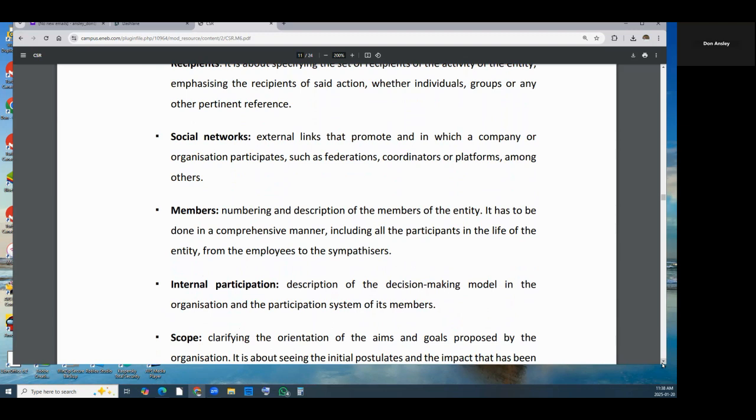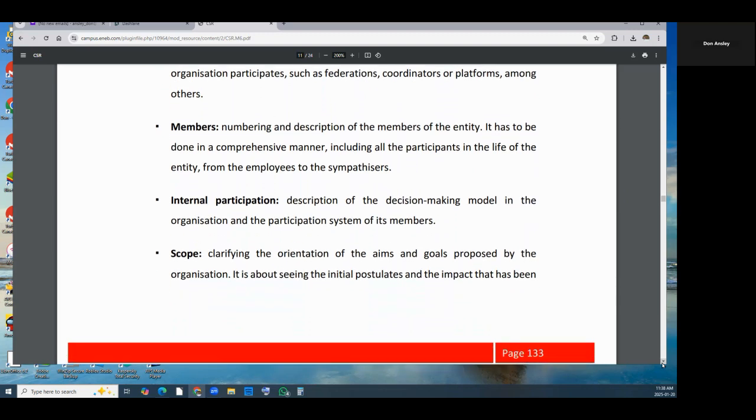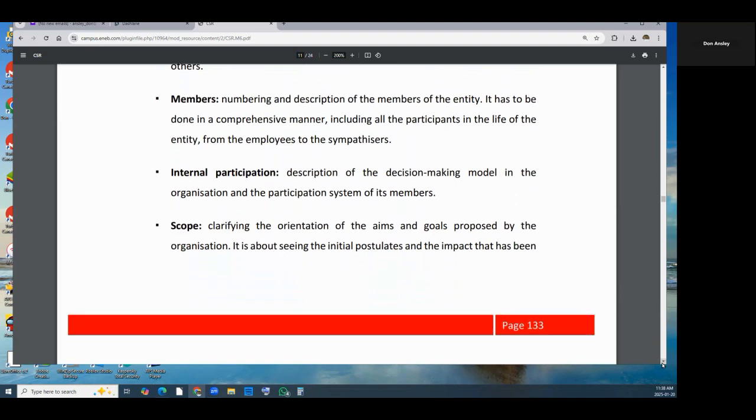Social network: external links that promote and in which a company or organization participates, such as federations, coordinators, or platforms, among others. Members: a numbering and description of the members of the entity. It has to be done in a comprehensive manner, including all of the participants in the life of the entity, from the employees to the sympathizers.